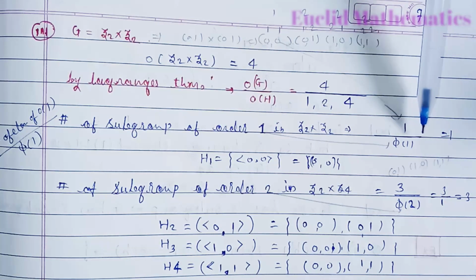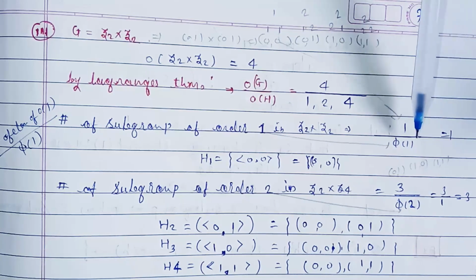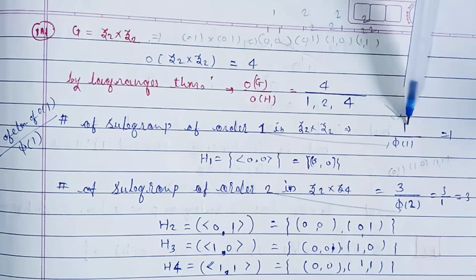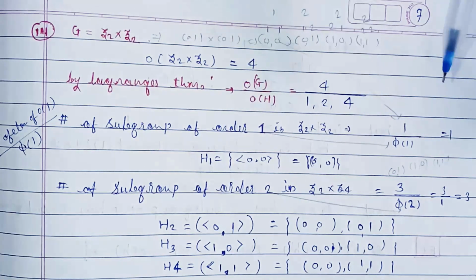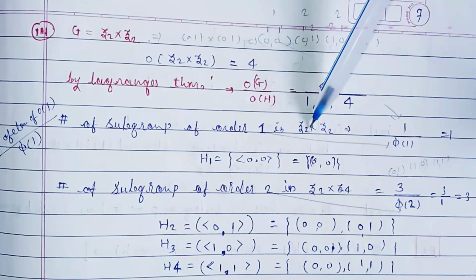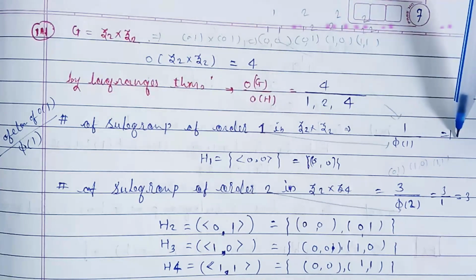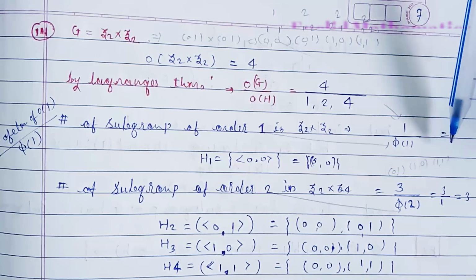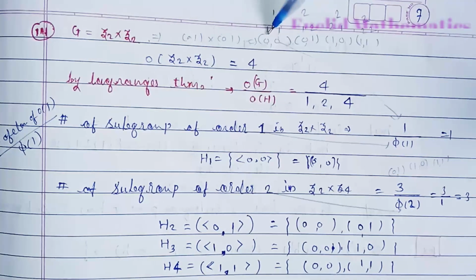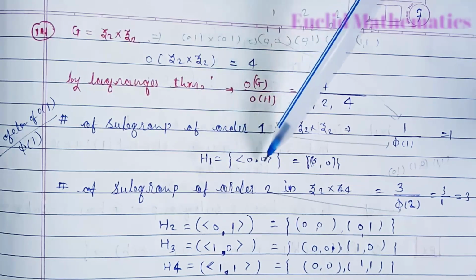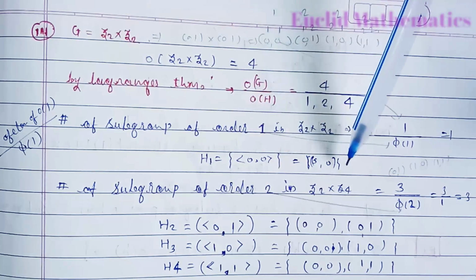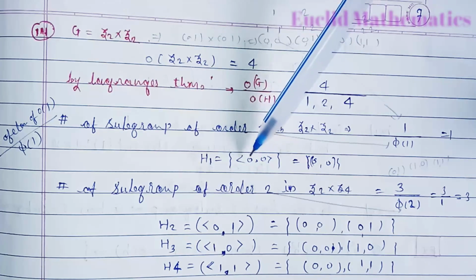In my previous video I explained how to find the Euler phi function, so you can see that video. Phi of 1 remains 1, so 1 by 1 is 1. So the total number of subgroups of order 1 in Z2 cross Z2 is 1. The order 1 subgroup is always the identity, which is (0,0). So the first subgroup H1 is the one generated by (0,0). So I got the first subgroup H1.